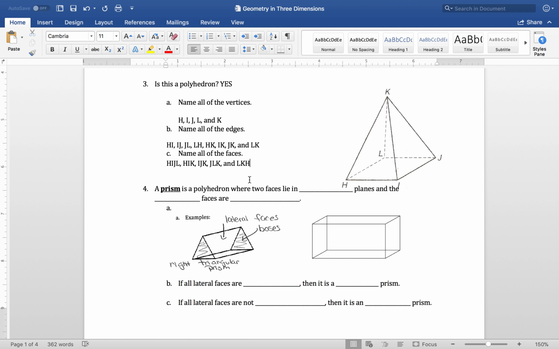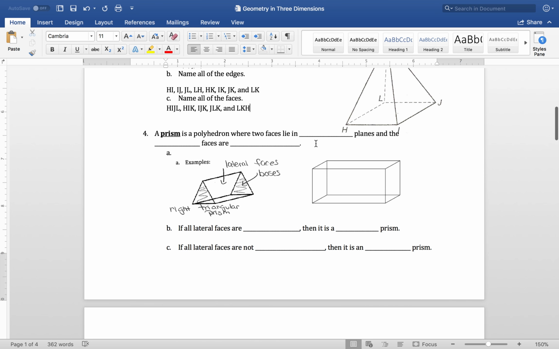Some of these polyhedrons have a special name. The first one we're going to look at is a prism. So the prism is a polyhedron, so all made up of polygons. It's got a pretty heavy definition. We have 2 faces that lie in parallel planes, and the lateral faces are parallelograms. So we've got an example here.